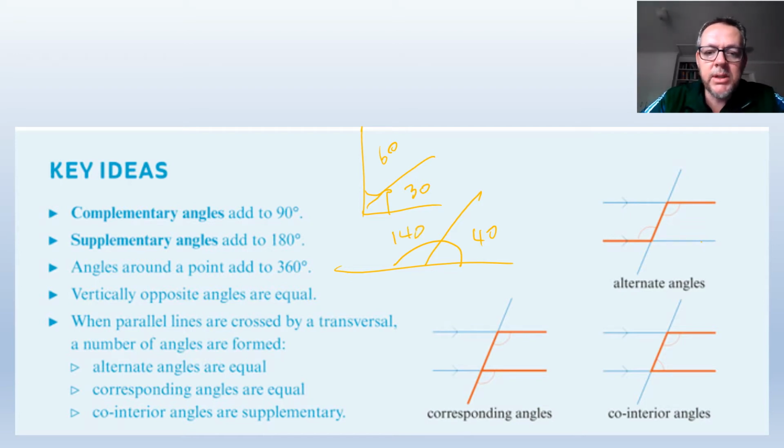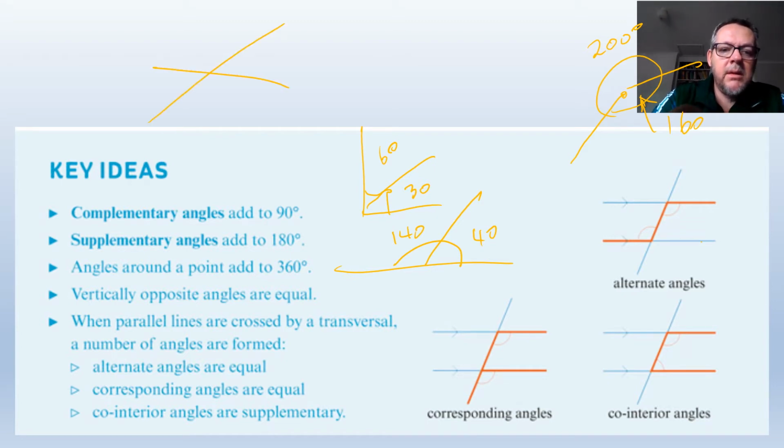Now, angles at a point or angles at a revolution add up to 360 degrees. So we draw it like this, and if we say that is 160, well, that means that's got to be 200 because they add up to be 360 degrees. We have the vertically opposite angles, so that means they are equal. So if this is 20 degrees, this one's also got to be 20 degrees.